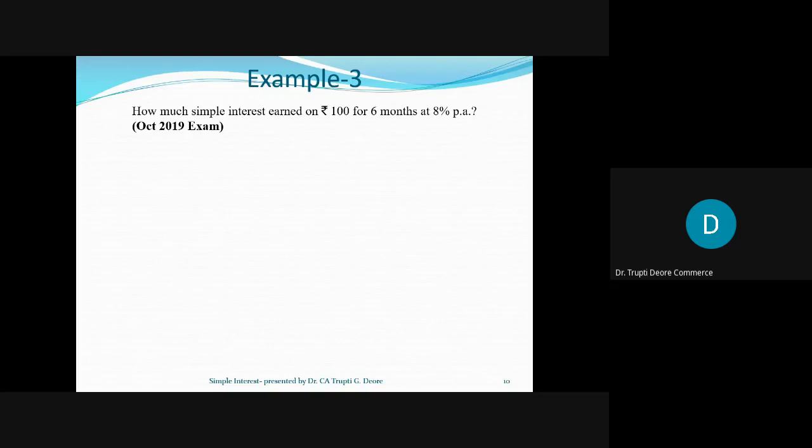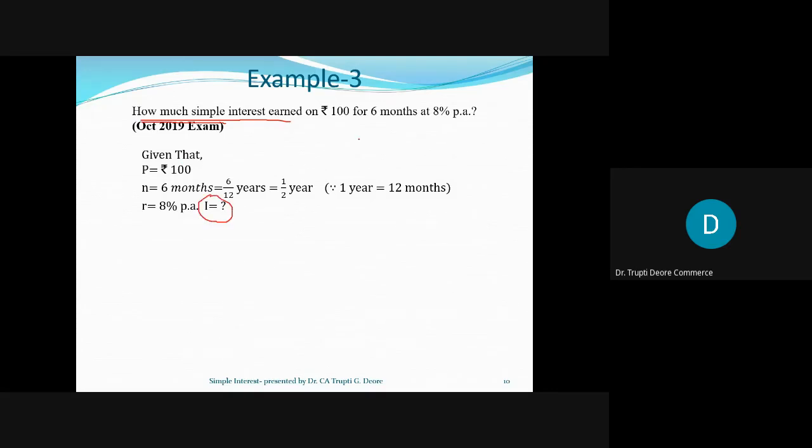Okay. Leela, sum? Now first step, we have to find out what is given. How much simple interest do they earn? What have they asked? It means we have to calculate I. So I is equal to question mark on 100 rupees. So 100 becomes the principal amount, right? Then for 6 months it becomes n.